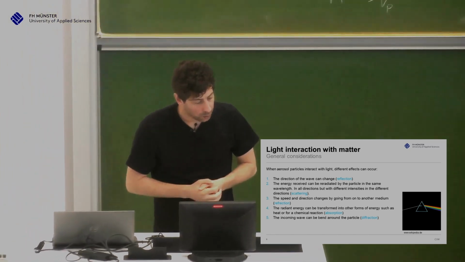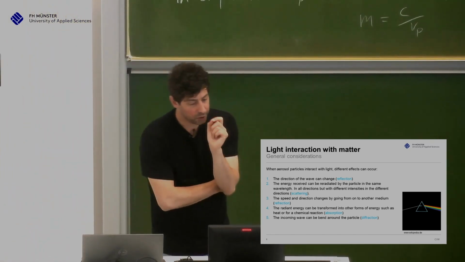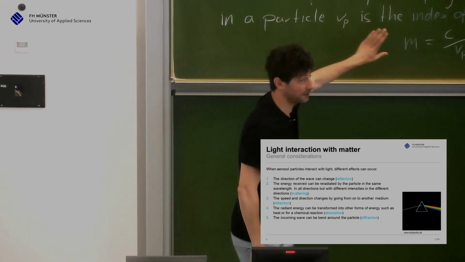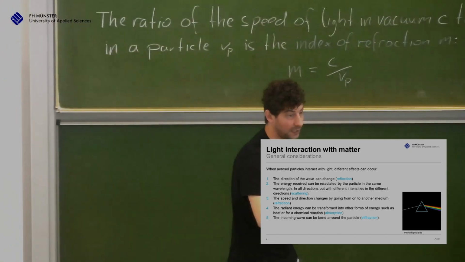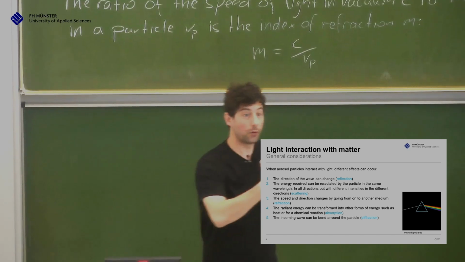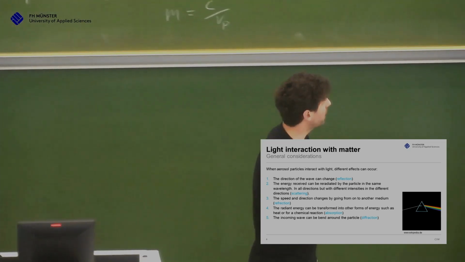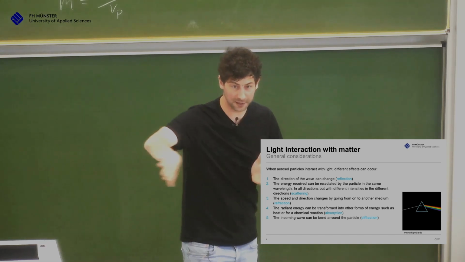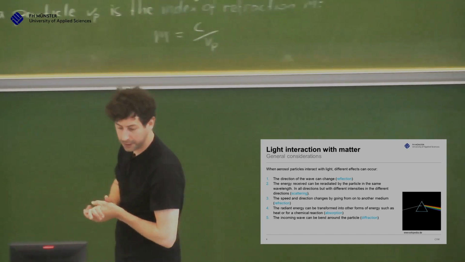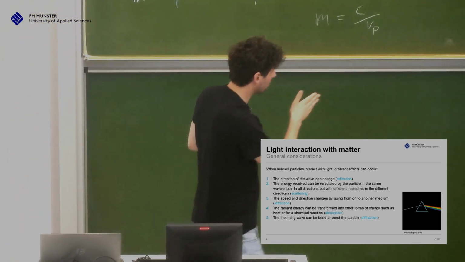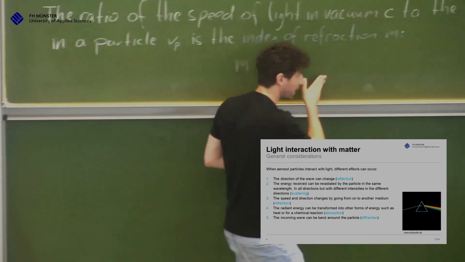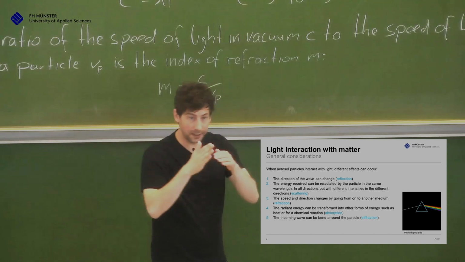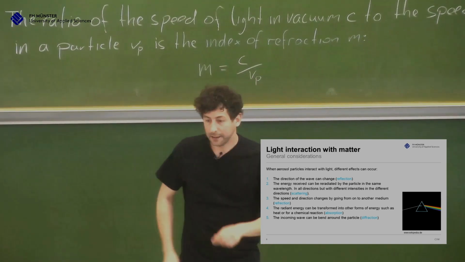So then we can say the speed and direction change by going from one to another medium. Okay, this is what we have here, refractive index, and this is called refraction. And for refraction, you very often find also diffraction, but diffraction is something else. Okay, so refraction means the light is not 100% reflected, but it goes into the material. And then the speed changes, and it's quite interesting.